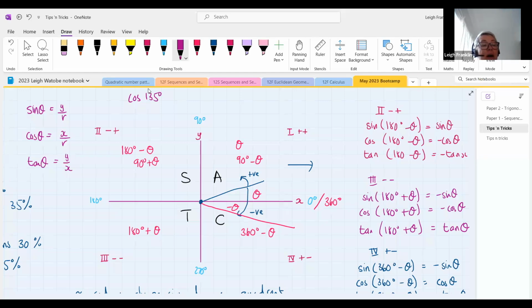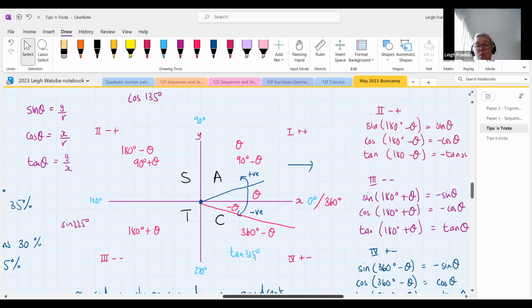Or if they gave us something like the sine of 225 degrees, we need to know that 225 is between 180 and 270. We would use 180 plus. If we had an angle that was, for example, the tan of 315, we know that 315 is bigger than 270 but smaller than 360. We've got to use the appropriate reduction formula, which would be 360 minus.